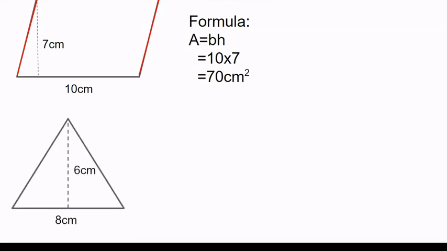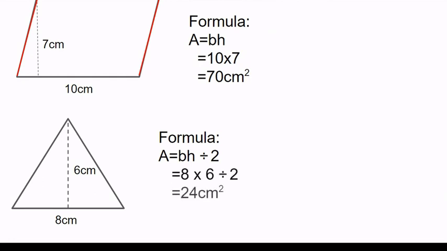Now let's look at the area of this triangle. The formula for the area of a triangle is base times height divided by 2. So as we can see here, the base is 8 centimeters and the height is 6 centimeters, the dotted line. And this gives you 8 times 6 divided by 2. And then when we evaluate it, we get 24 centimeters squared.